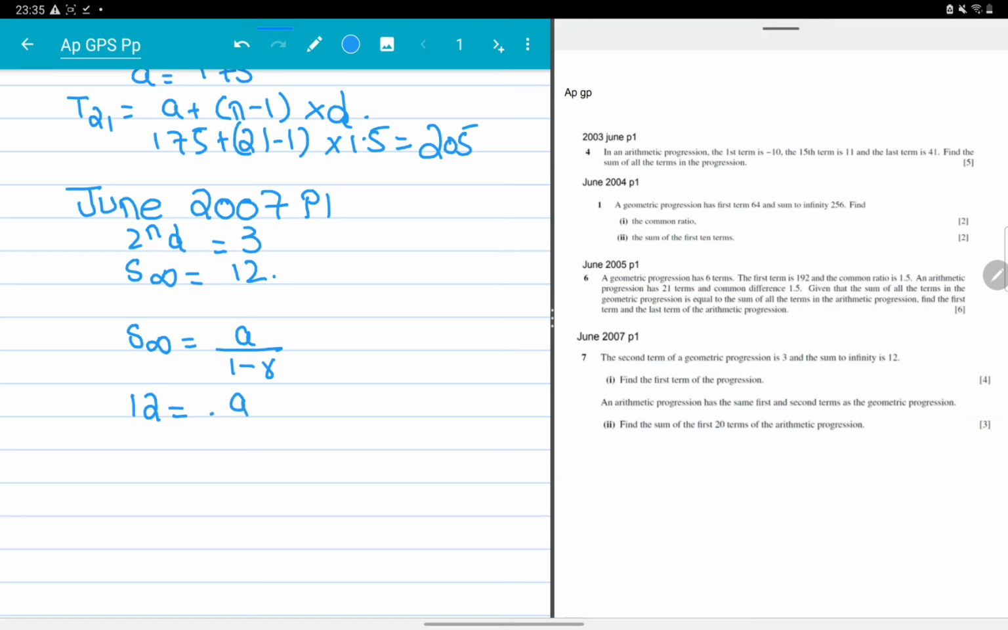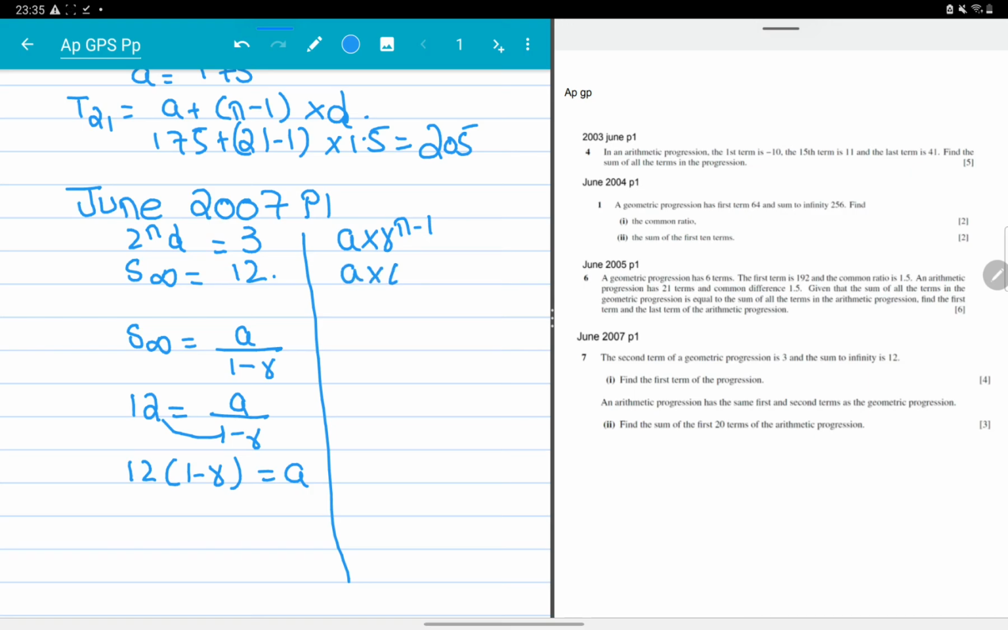We don't have the first term, so for a while let's make an expression for the first term, which is 12 times (1 minus r). Now this is our first term for a while. Now let's make the expression for the second term. To find the expression for the second term of the GP, we will use the formula of the term, which is a times r to the power n minus 1. So this n is 2 and our second term is 3, which is already given in the question.